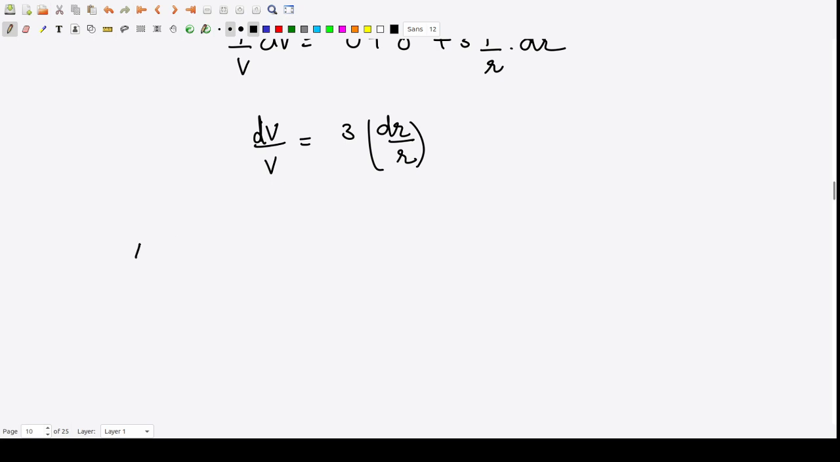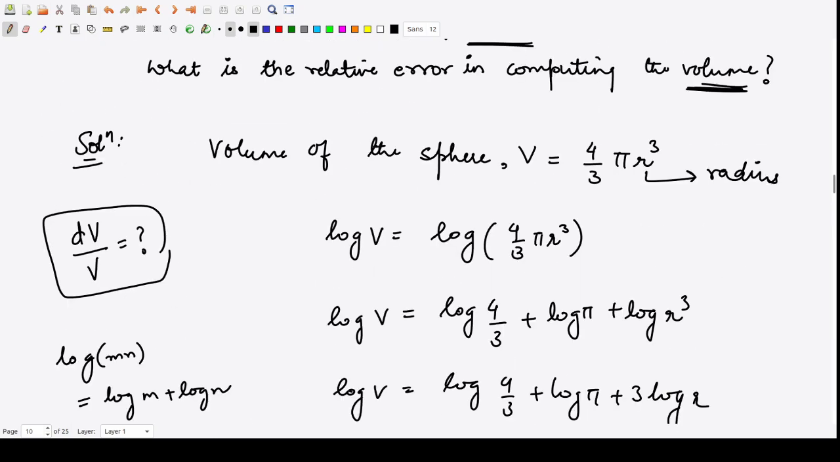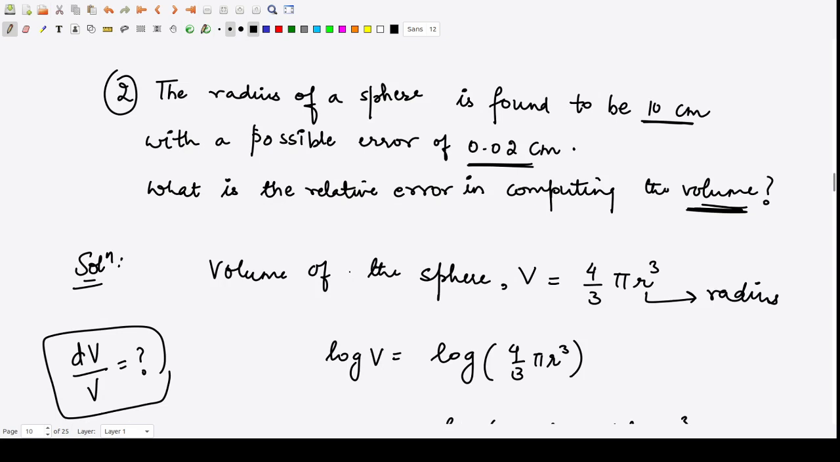Now you are given the radius as 10 centimeter, and dr, the error. This is not the relative error that is given to you in the question, but the absolute error. So we are given dr and not dr by r, so it is equal to 0.02 centimeter. This is given. So how can you differentiate whether this is an absolute error or a relative error?